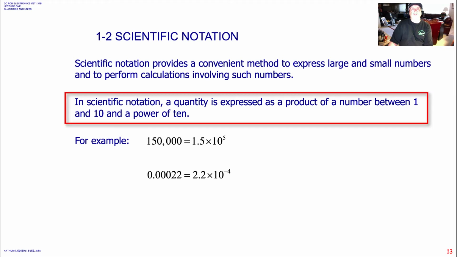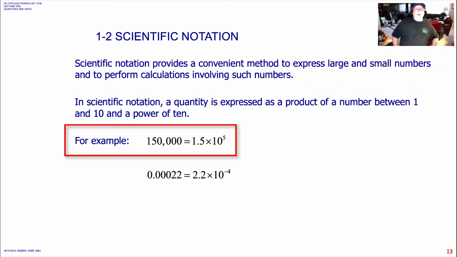In scientific notation, a quantity is expressed as a product of a number between 1 and 10 and a power of 10. So if we look at the example here, 150,000 can be quickly put into scientific notation by noting the number of places to adjust a value between 1 and 10, and we end up with 1.5 times 10 to the 5th. Sometimes that 10 to the 5th can be easily manipulated out of an expression and made a lot easier, especially in a quotient or a product.